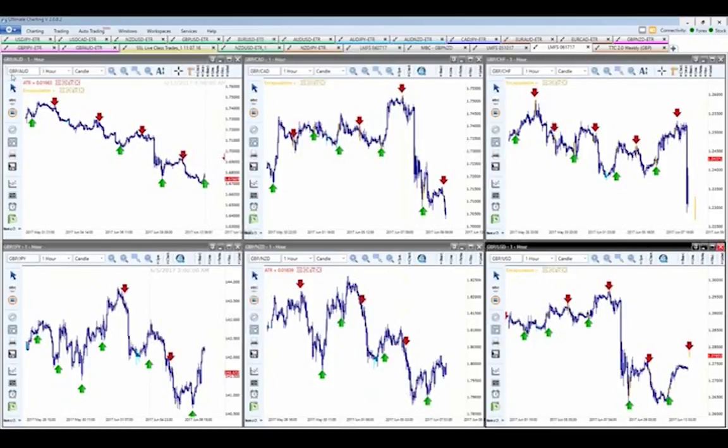As I mentioned, we're looking at the pound Australian dollar, the Aussie, the pound Canadian dollar here in the top middle, pound Swiss franc, the pound Japanese yen, the pound New Zealand dollar, and the pound US dollar. Now, this charting software is very easy to use. There's a lot of neat built-in features.